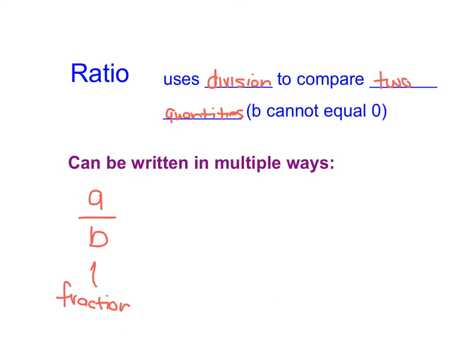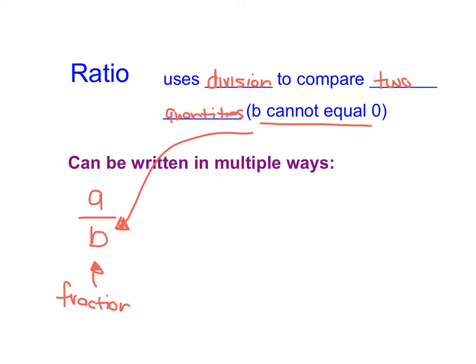So a ratio can be written like a fraction, A over B, and you'll notice it says B cannot be equal to 0. So that bottom number right there in your fraction cannot be equal to 0, because if you do that and you try to divide it in your calculator, you'll get an error.